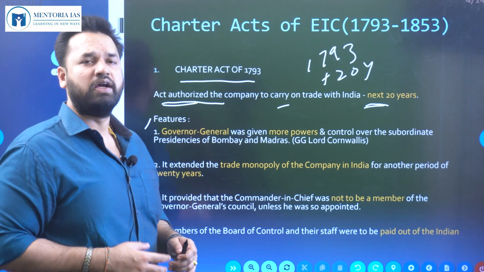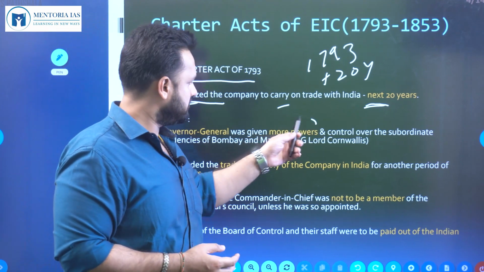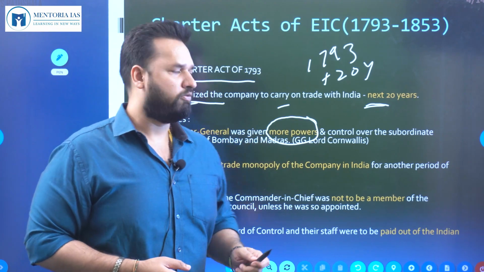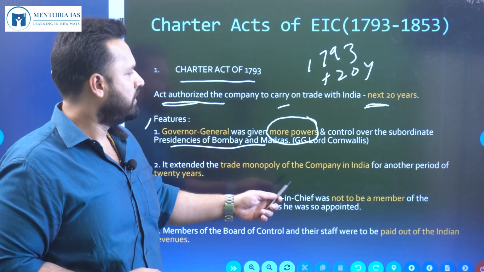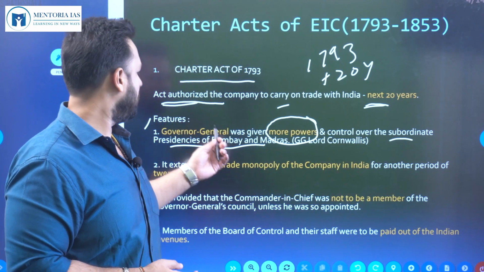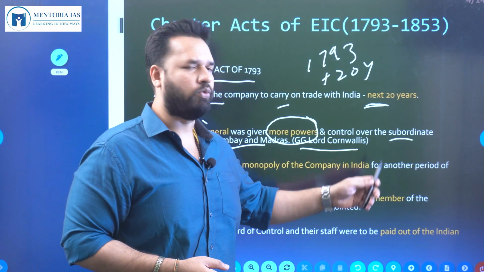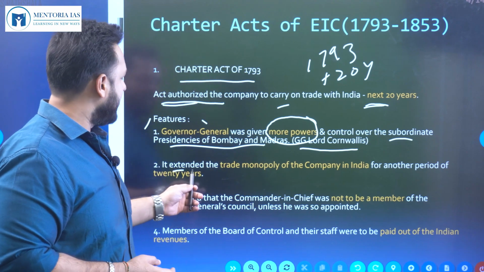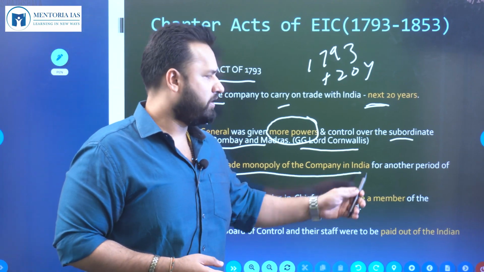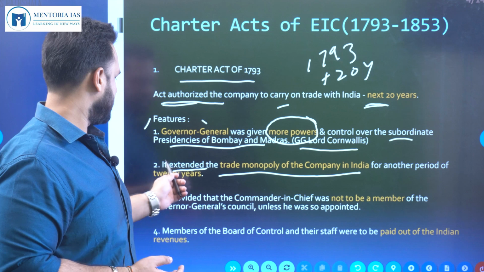What are the features? The Governor General was given more powers. The Bombay and Madras presidencies became subordinate to him. Who was the Governor General then? Lord Cornwallis. It extended the trade monopoly of the company for another period of 20 years. That is the second statement.